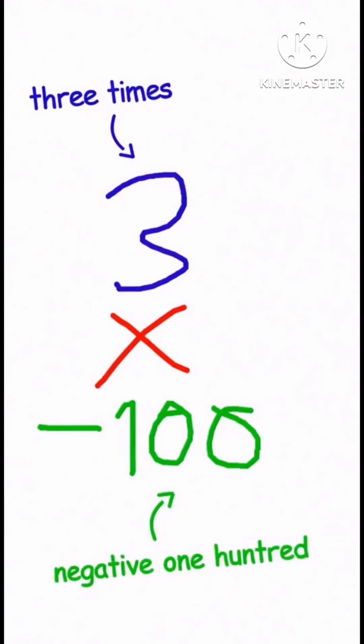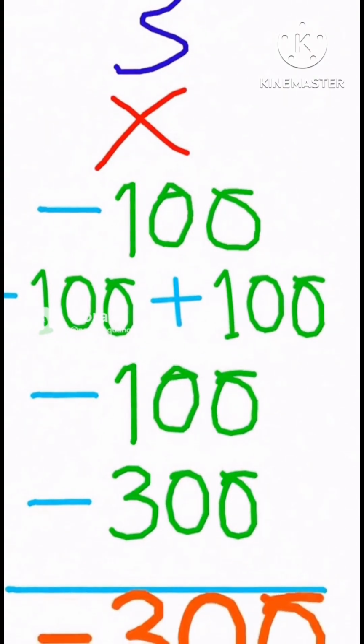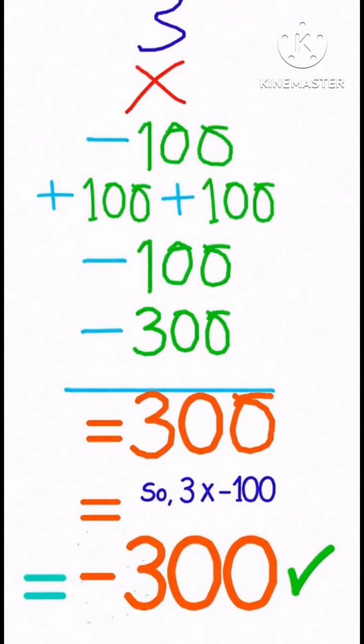3 times negative 100. What does that really mean? It means we add negative 100 3 times. Negative 100 plus another. Stack them up.